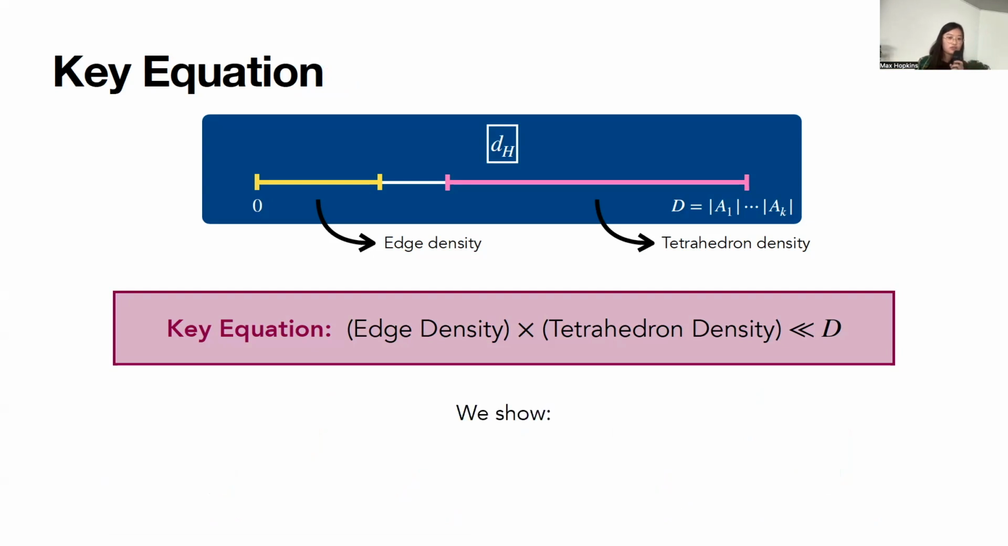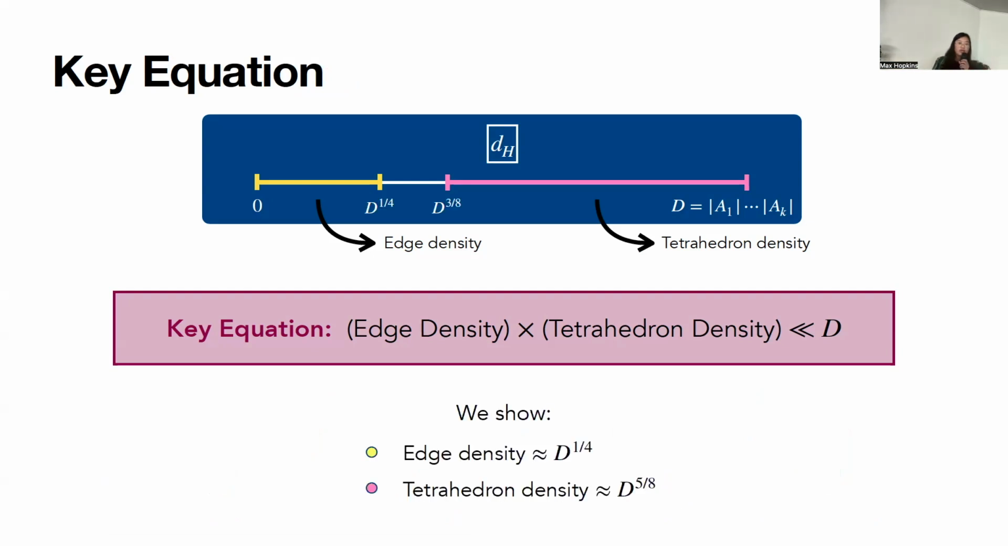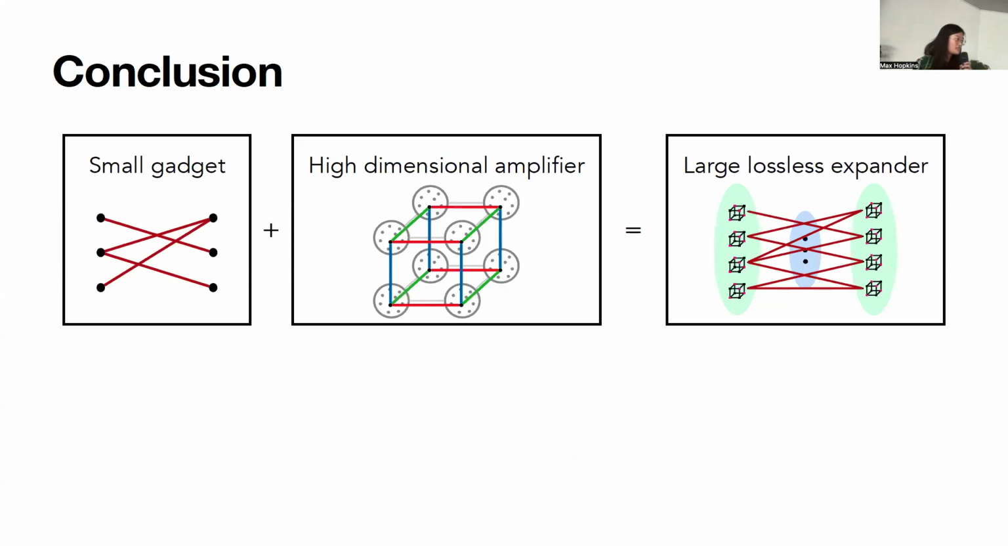And what we're able to show is that the edge density is about D to the 1/4, and the tetrahedron density is about D to the 5/8. And if you take the product of these together, you'll notice that there is still a D to the 1/8 gap between the two. So if you pick your little DH in this interval, then you'll have constructed a good lossless expander. Okay, so that's it basically.